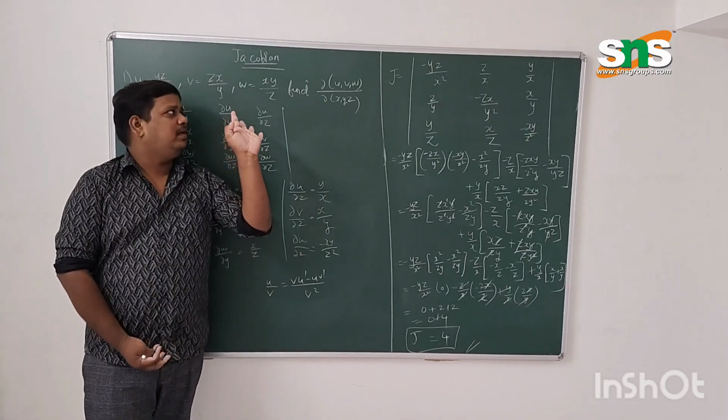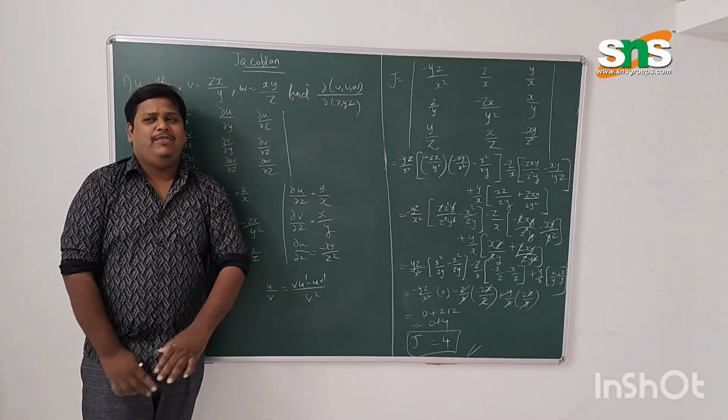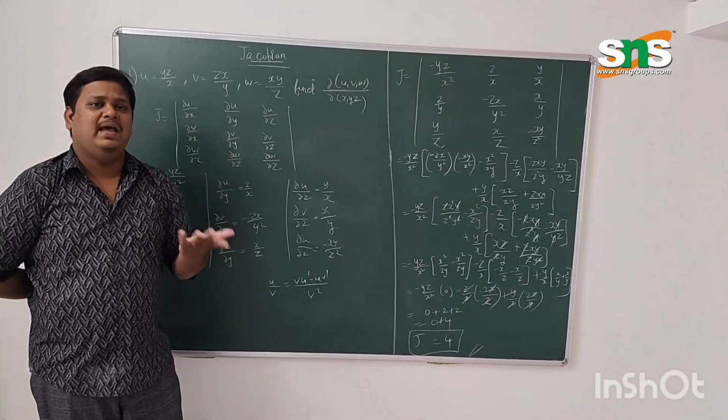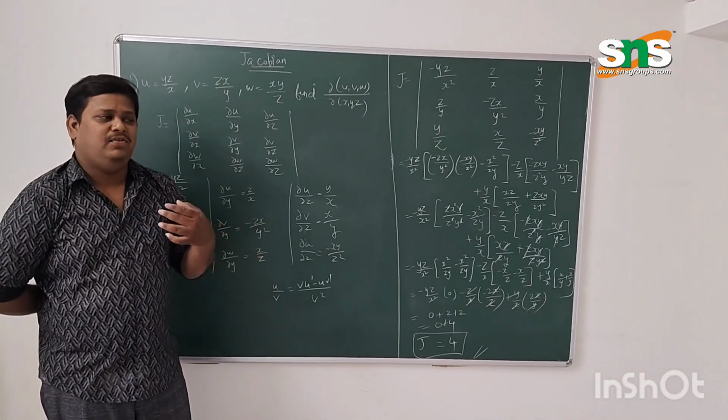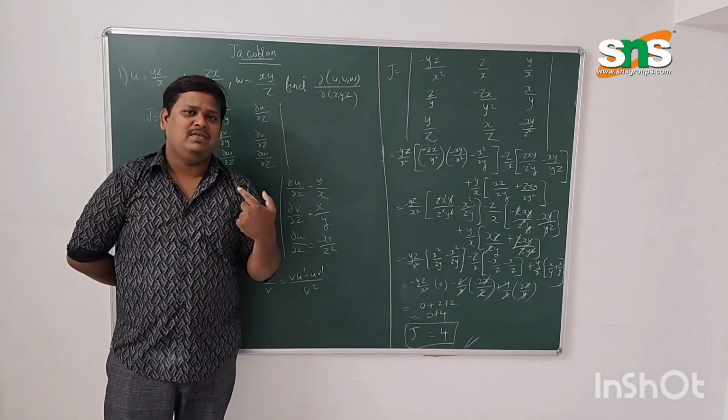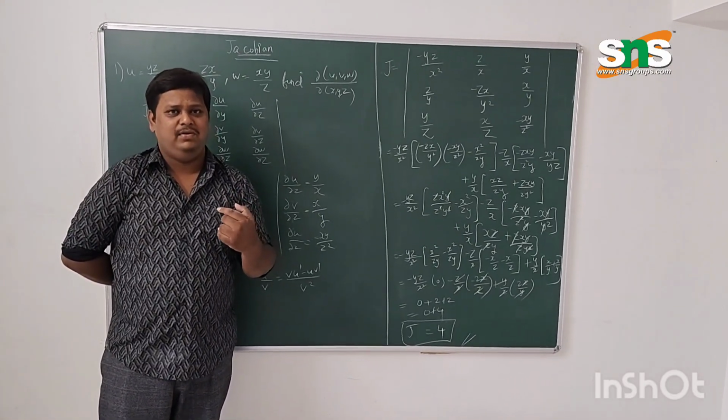Today we are going to discuss a problem on Jacobian matrix. A Jacobian matrix is simply a matrix which depends only on partial derivatives. In differential equations, there are two types: one is ordinary differential equations, another one is partial differential equations.